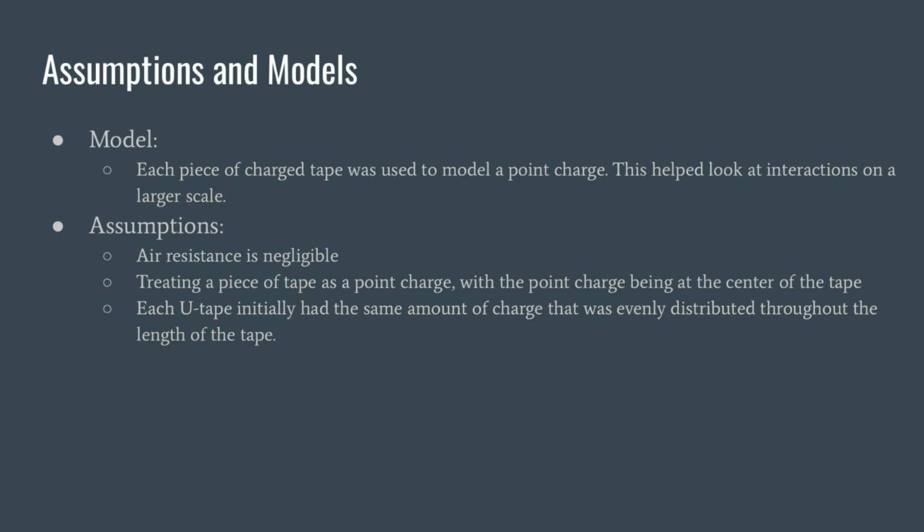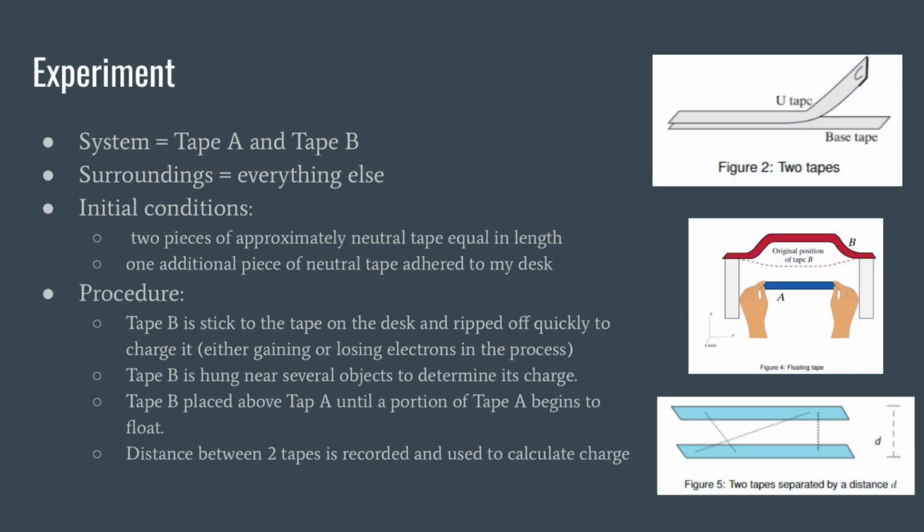Each piece of tape was used to model a point charge. Air resistance is negligible, and I treat a long piece of tape as though it were a point charge with all the charge concentrated at the center of the long tape. Each piece of tape has about the same amount of charge evenly distributed along the length of the entire tape. The system in my lab is tape B and tape A, and the surroundings are everything else in my room.